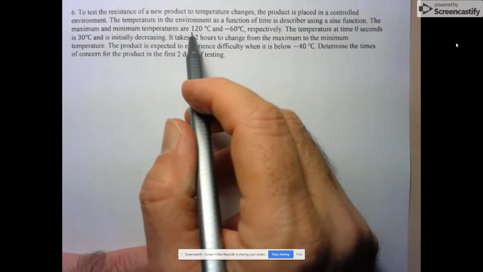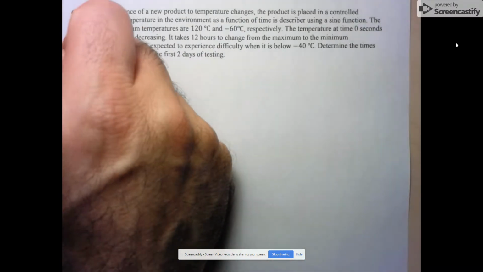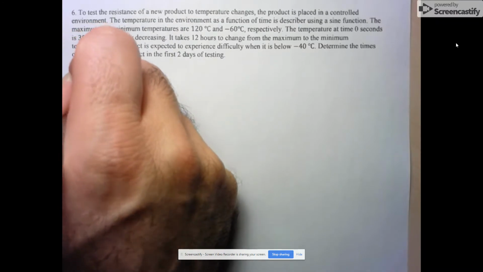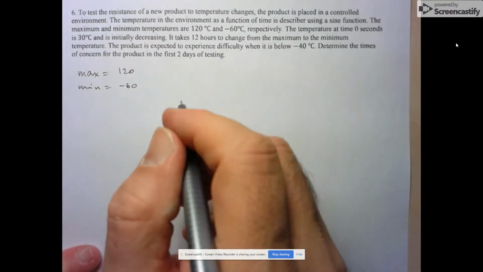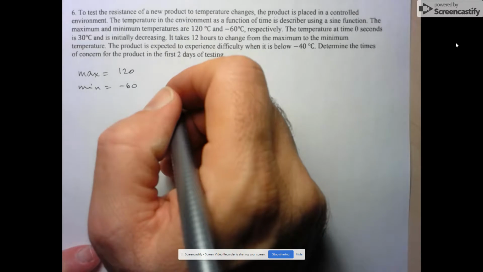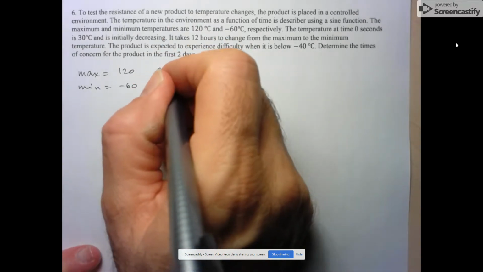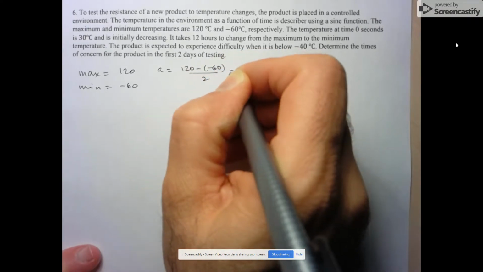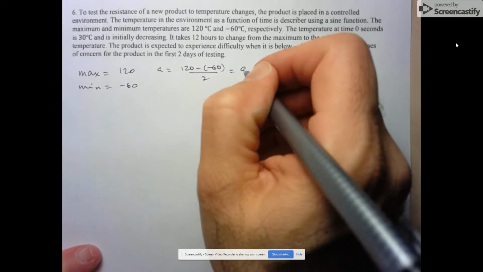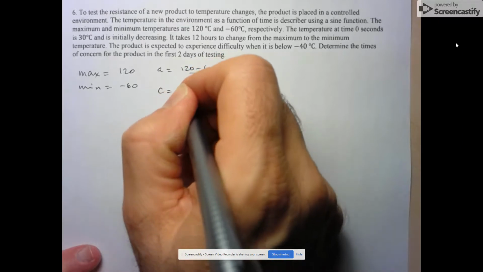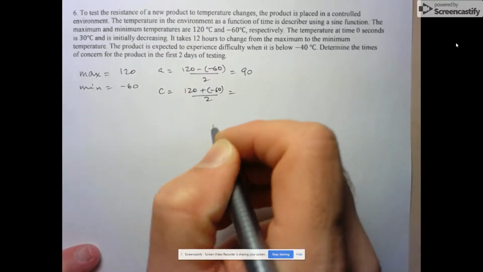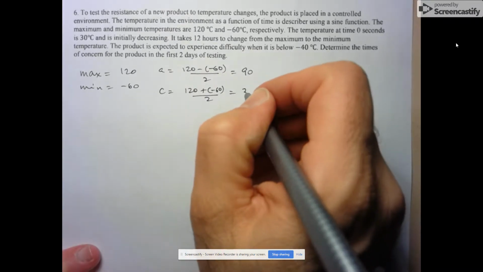We have our max and min, so let's start with that here. So our max is 120, our min is negative 60. So from here we can calculate our A value and our C value. So our A value is 120 minus negative 60 divided by 2. So that's going to be 180 divided by 2 is 90. And then our C value is going to be 120 plus negative 60 over 2. So that's 60 over 2 is 30.